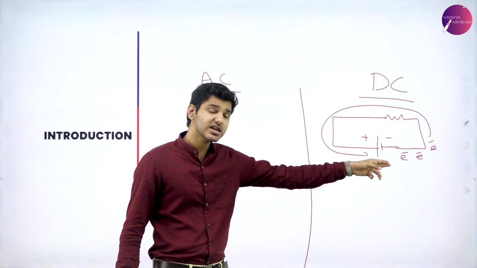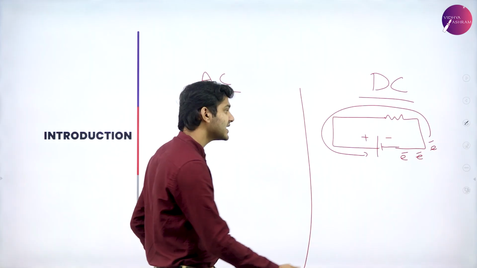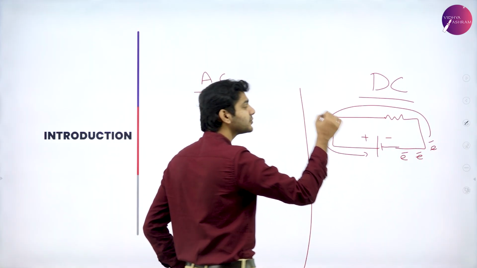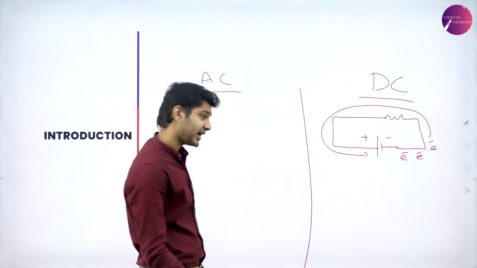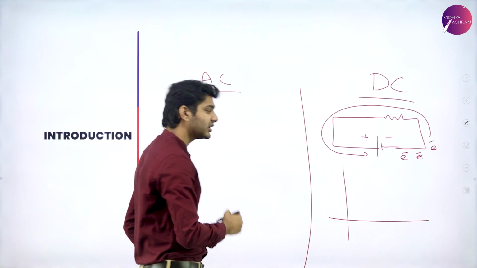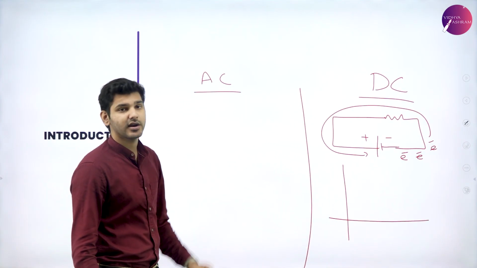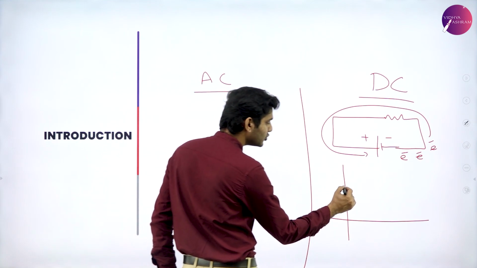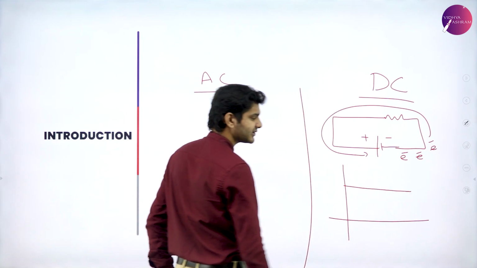Again, here the electrons are moving steadily across this particular circuit. So hence, if I draw the graph of DC current, I'll get it as a smooth straight line like this.